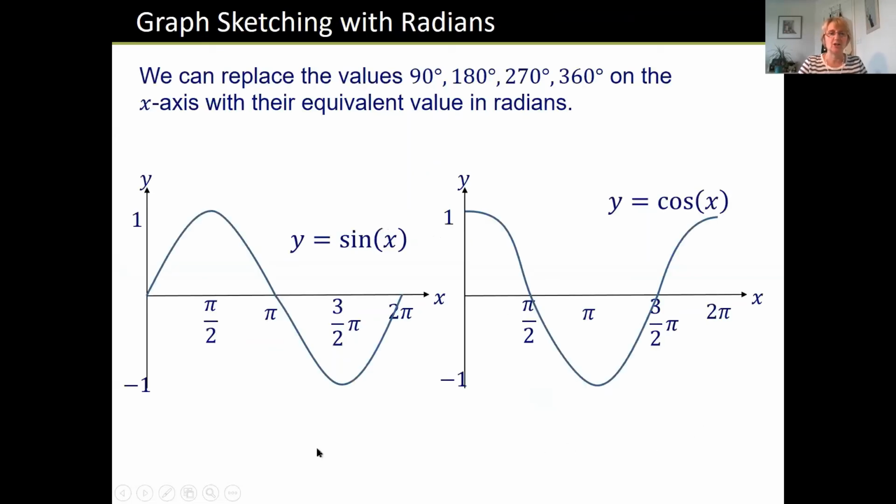Let's just take a quick look at how that affects the graph of sine x and cos x. So the sine wave here, you're used to seeing that as being 90, 180, 270, 360. If you're writing it in radians, of course, that's going to be pi over 2, pi, 3 over 2 pi, and 2 pi. Likewise with the cos graph. So you often see them given just in terms of pi in radians there instead of degrees.